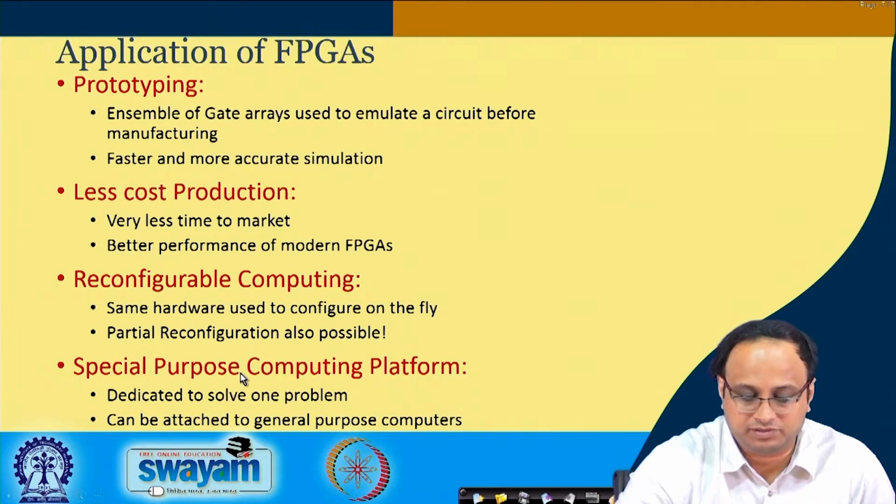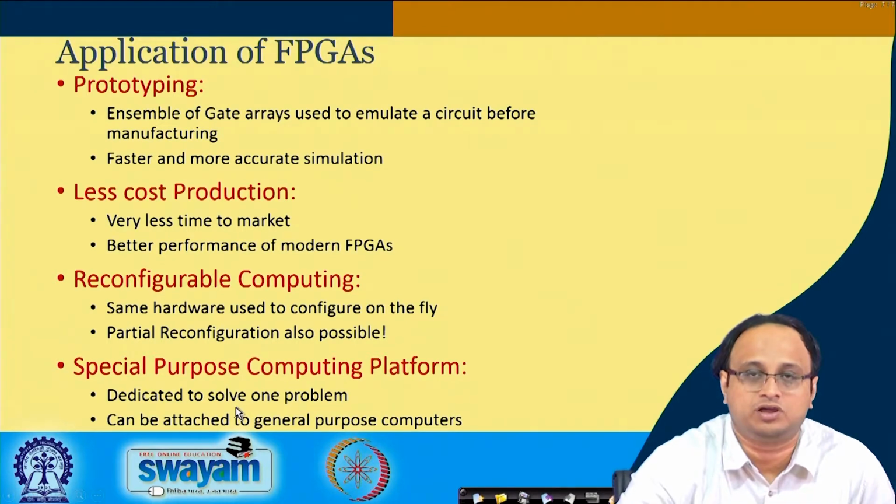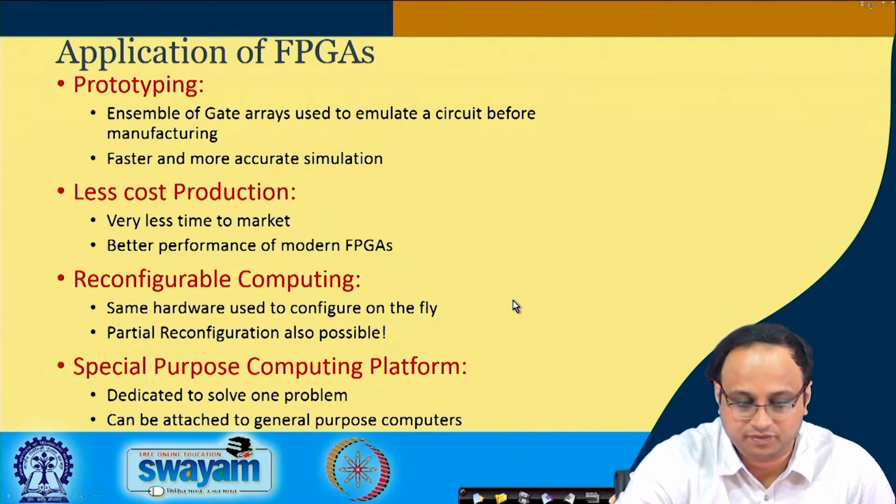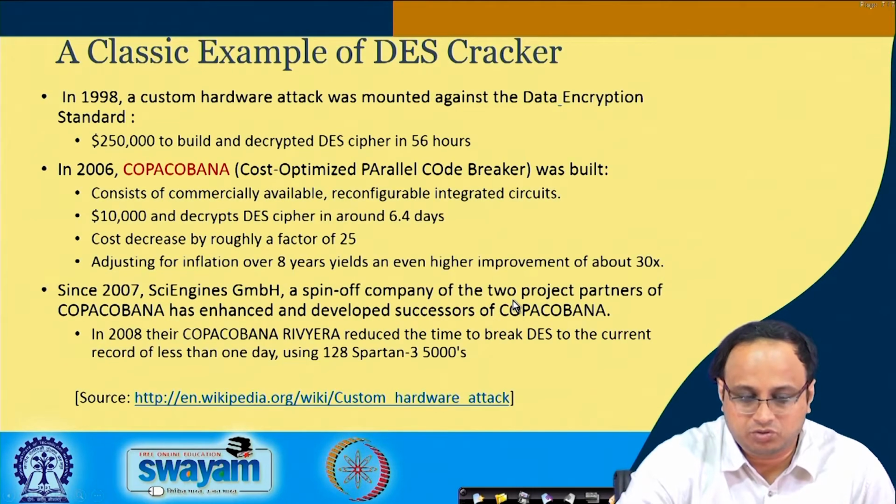Then you can also develop special purpose computing platforms, for example, dedicated to solving one problem. This is exactly where you can bring in crypto, because in crypto you need to solve dedicated problems, and therefore in this context you can develop FPGA accelerators.